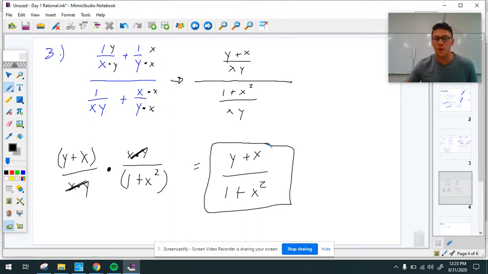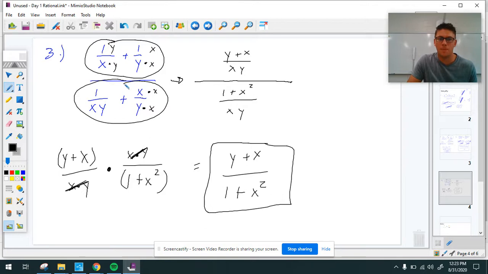So a fraction in a fraction, or a complex fraction, I think it's usually easiest just to add up the top, add up the bottom, and then multiply by the reciprocal.